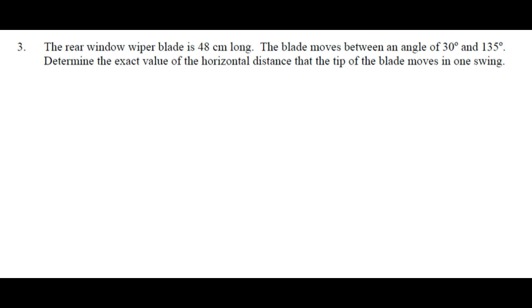You got an entire page. The rear window wiper blade is 48 centimeters long. That's pretty big. Must be a large rear window. Because on my car it's like 16 inches, and 16 inches would be like 40 centimeters long. Anyway, the blade moves between an angle of 30 degrees and 135 degrees. Determine the exact value of the horizontal distance that the tip of the blade moves in one swing.